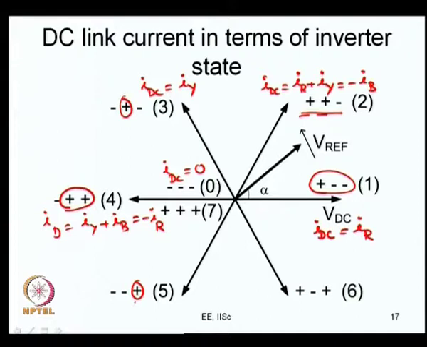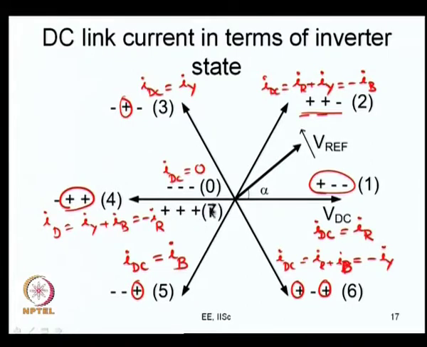Alright, then there are only 2 other inverter states left. This is 5, where only SB is 1, therefore IDC is equal to IB. And similarly here, in these 2 states the top devices are on. In this case, IDC equals IR plus IY, is that right? I am sorry, IR plus IB, which is equal to minus IY. So, the picture is complete.